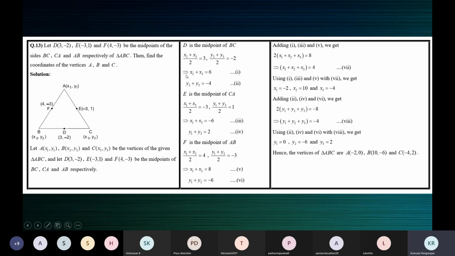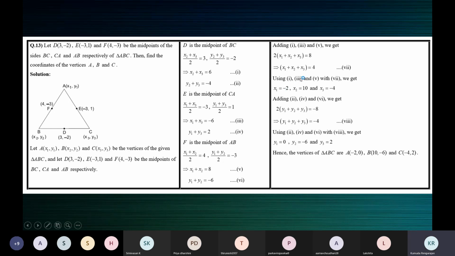What is result 1? x2 plus x3 is 6. Just imagine a 6 here instead of x2 plus x3. So you will get x1 plus 6 is equal to 4. So x1 is equal to 4 minus 6, which is minus 2. x1 is equal to minus 2.